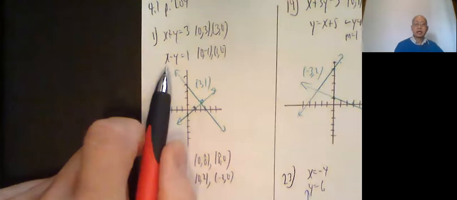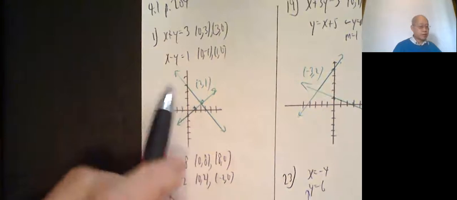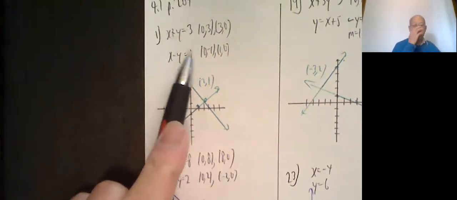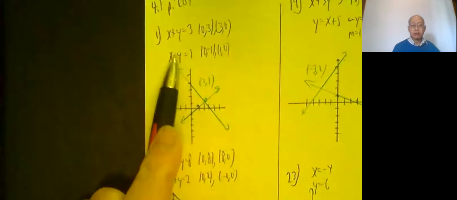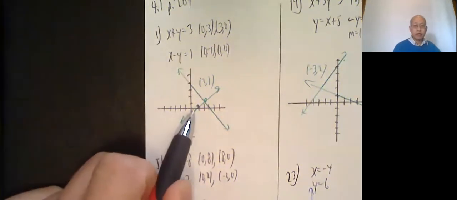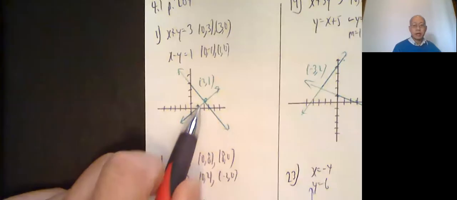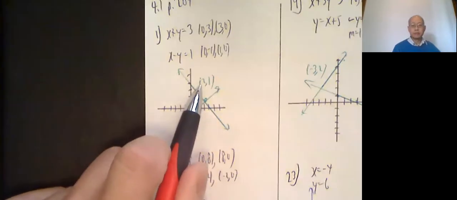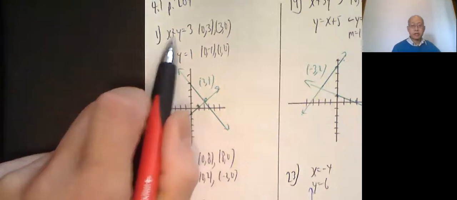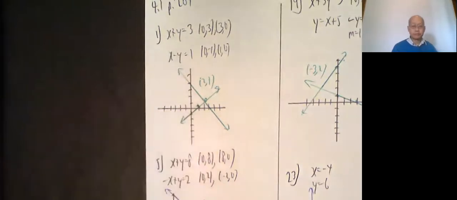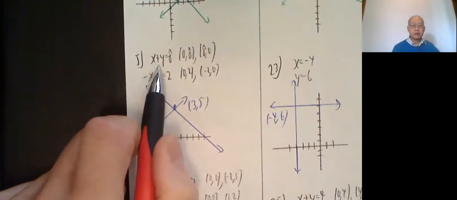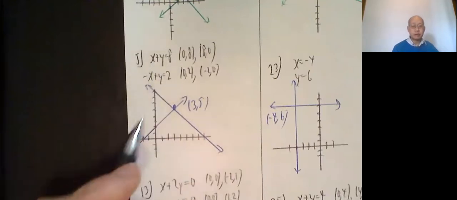And then the second line, x minus y equals 1. If I plug in x is 0, cover it up, negative y equals 1 means y is negative 1. Plug in y equals 0, so x equals 1. So 0, negative 1, and 1, 0. Connect them, and they touch at the point 2, comma 1. So that's considered our solution, 2, 1. Double check, 2 plus 1 is 3, 2 minus 1 is 1.